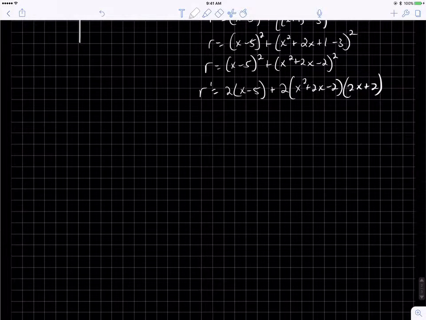So now I want to find the critical numbers for this. There isn't a common factor. So because these powers here are 1, I'm just going to multiply everything out. So in the first term, I distribute the 2. Then I'm going to multiply. I like to multiply the polynomials together first here and then distribute the 2.